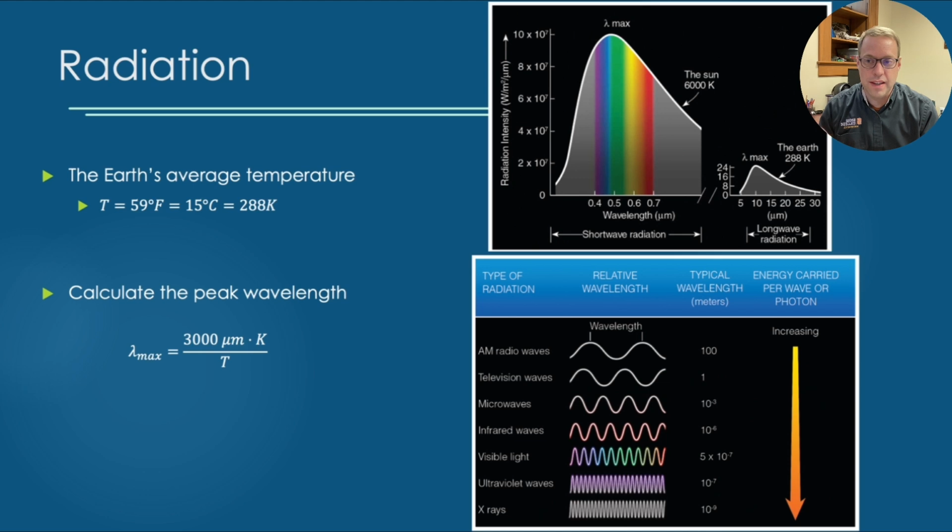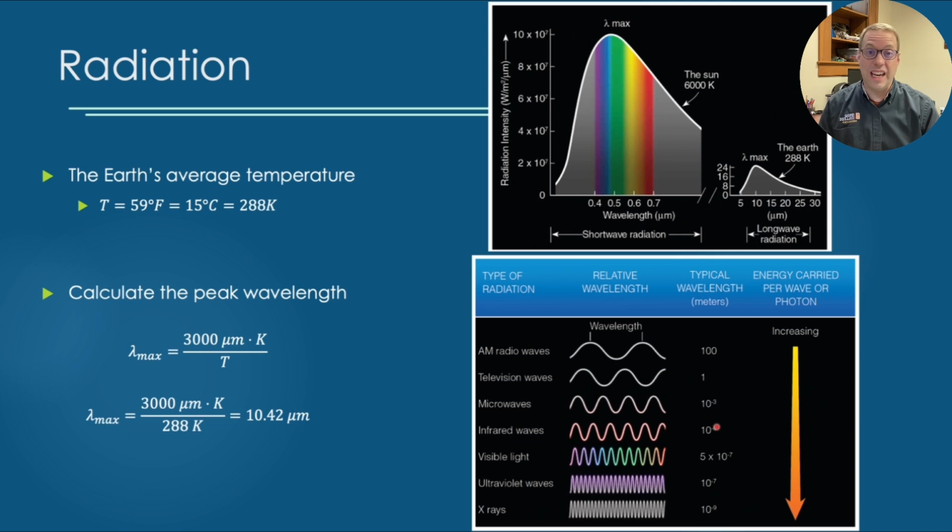So what's the peak wavelength? 3,000 divided by 288 is our temperature. And we get 10.42 micrometers. All right, so remember that infrared, as we indicated here, is roughly 1 micrometer. Microwaves are 1 millimeter, a little bit bigger. So we are in the infrared range. The Earth gives off infrared radiation.